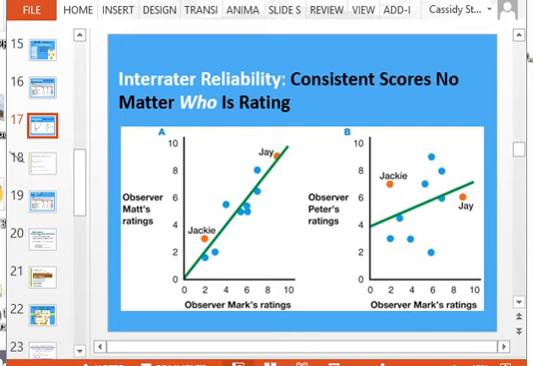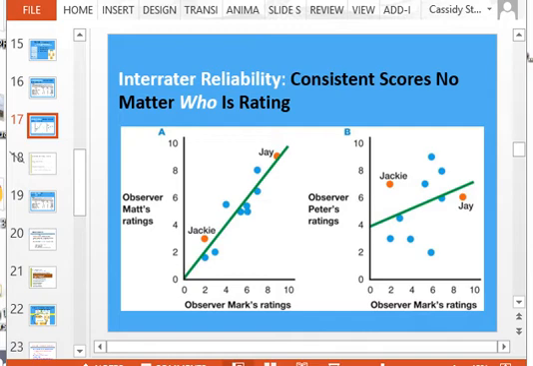So one way to control for that is we have another person who is also observing the exact same behavior at the exact same time, and then we can compare the results. So if Matt and another rater, we'll say Mark, are agreeing most of the time whether somebody is happy or not, then we would have good inter-rater reliability. Inter-rater meaning between the raters.